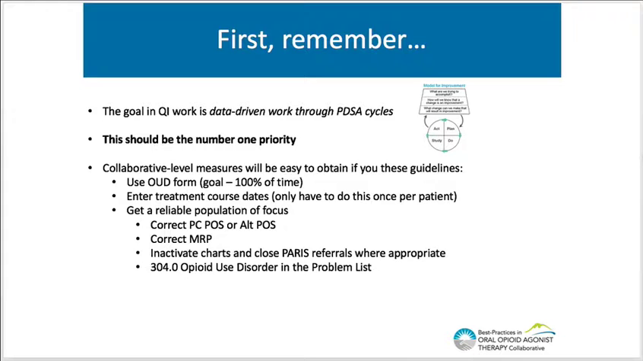And we need to get a reliable population of focus. So some of our teams have done great work on this, where their baseline population of focus according to keywords is now almost lining up with their 304.0 in the problem list. So they've done good work at adding this to the problem list where it's needed. Now remember, you can add that to the problem list right from the OUD form.